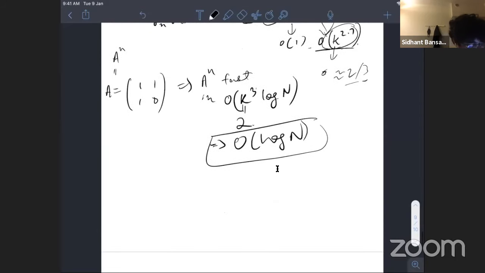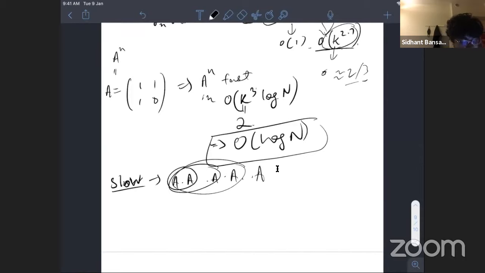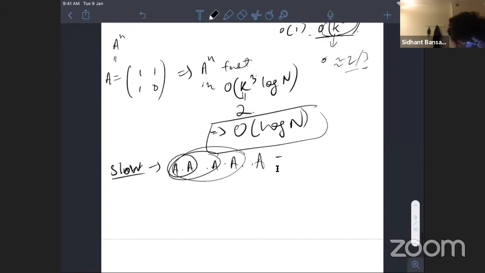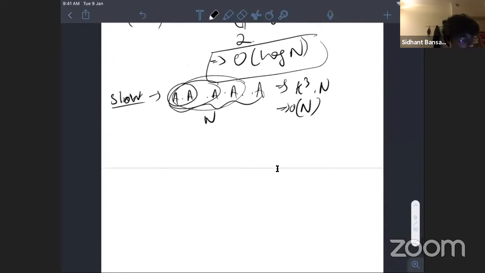Okay, first think about the slow method. The slow method is to just take a and keep on multiplying it with itself. How slow will it be? You do n multiplications, and each multiplication is k cubed. So you do order k cubed n, fine. And k is pretty small, so ignore it. So order n. But this is the slow method, just multiplying the matrices naively. What's the fast method?